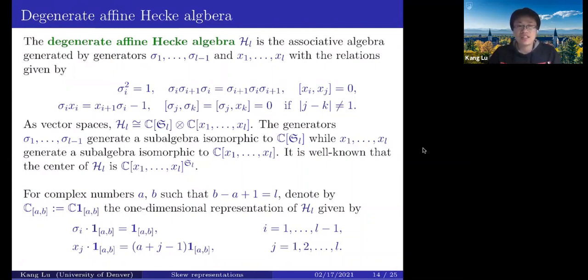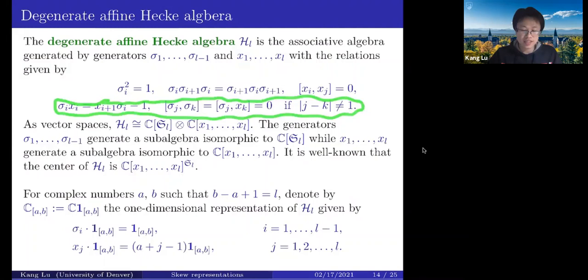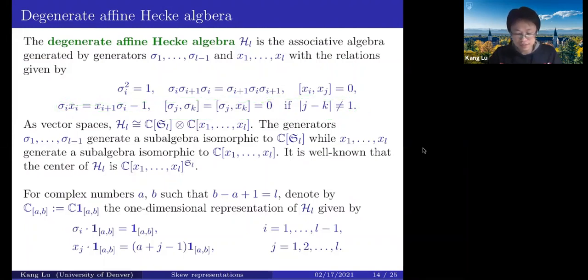The Drinfeld functor is a functor which maps the modules of the degenerate affine Hecke algebra to the modules of the Yangian. The Hecke algebra is generated by the following generators. Those sigmas, you can think of them as generators for the symmetric group. And those x are just polynomial generators for some polynomial ring. Together they satisfy further conditions. Then this is the degenerate affine Hecke algebra.